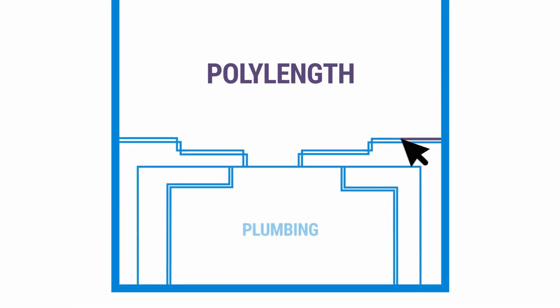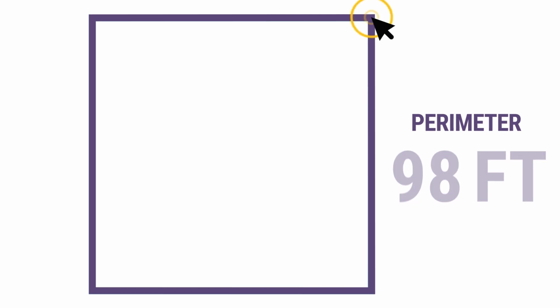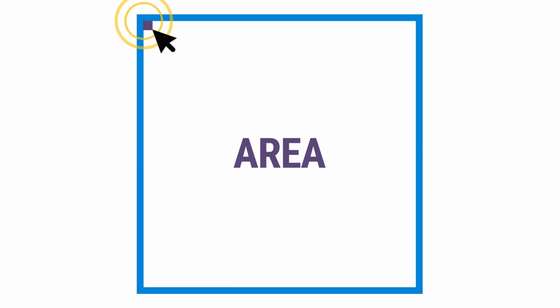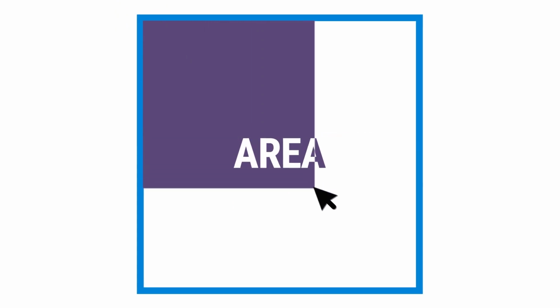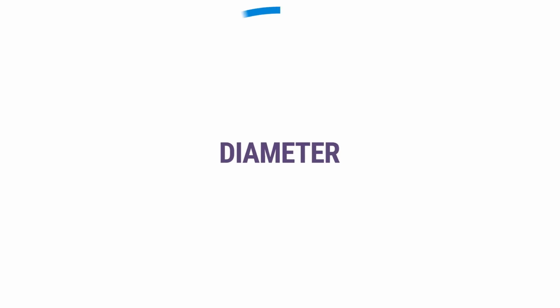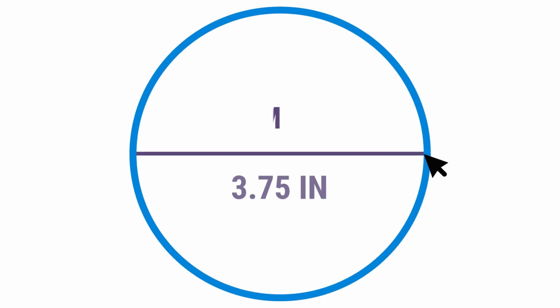Polylength. Take linear measurements with multiple line segments, clicking on multiple points where the segment lengths and total length are recorded. Perimeter. Take a multi-segment linear measurement where the total is calculated on a 2D plane by clicking on multiple points of an area. Area. Get the length of rectangular regions by clicking and dragging or picking specific points. Diameter. Get the diameter of a circle, clicking from one edge of it to the other to get the measurement.